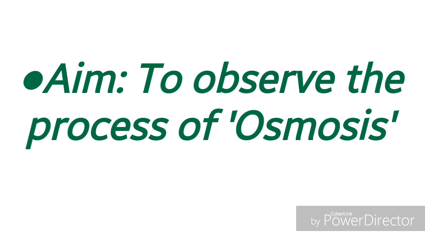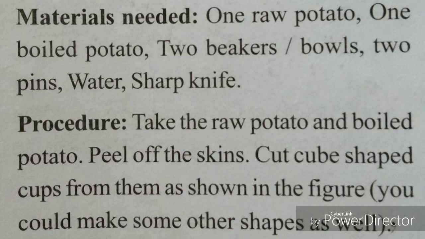Students, now let us move on to the next experiment, the potato cup experiment. The aim of the experiment is to observe the process of osmosis. The materials required are 1 raw potato, 1 boiled potato, 2 beakers or bowls, 2 pins, water, and a sharp knife to cut the potato. Procedure. Take a raw potato and a boiled potato. Peel off the skins and cut cube-shaped cups from them as shown in the figure.